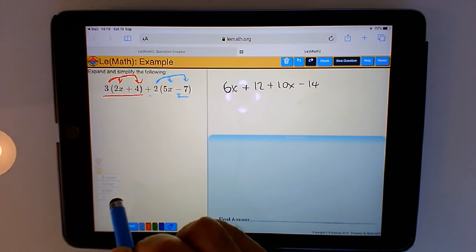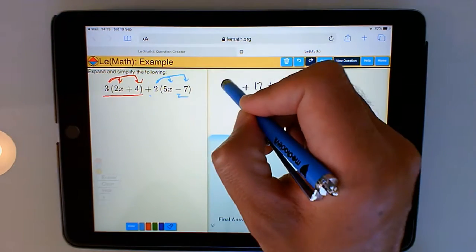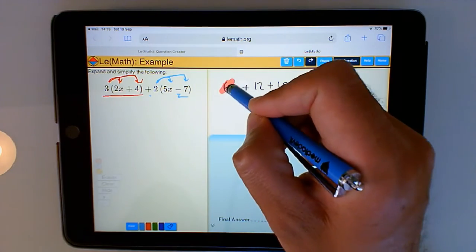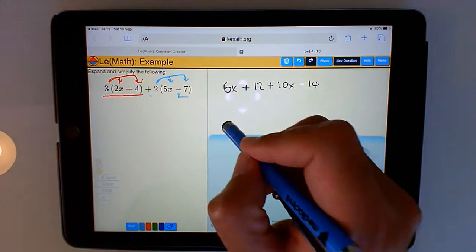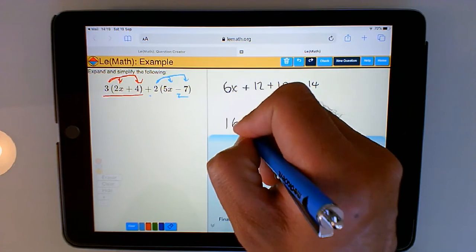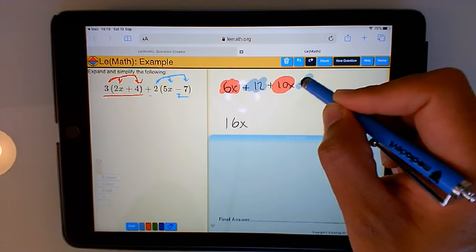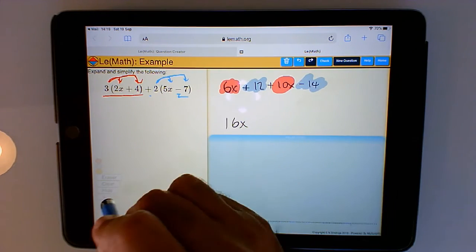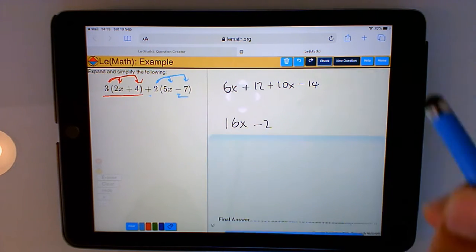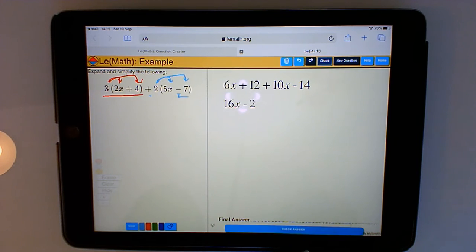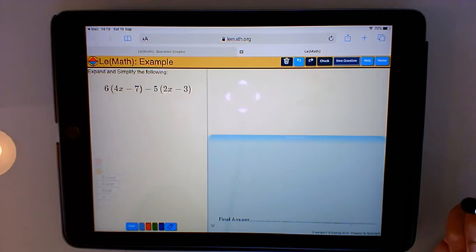Okay, so now what we need to do is collect like terms. So we just need to collect together the terms that are similar to one another. So here we've got a 6x and a positive 10x. When we add those two, we get 16x. And then we've got 12 take away 14, that is minus 2. So this is going to be our answer. So let's check that. Okay, so the computer's converted it correctly, and lo and behold, we got it right. Okay, let's do another one. Let's press the new question button.